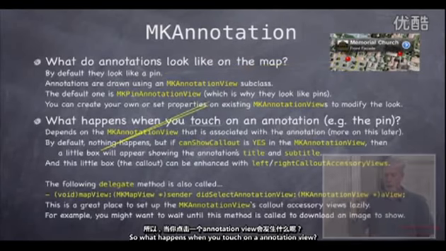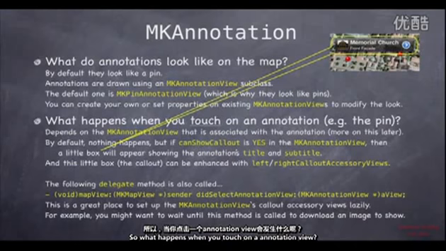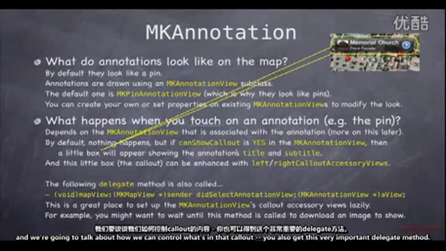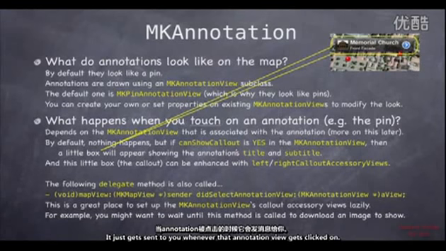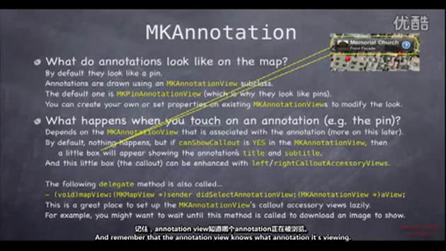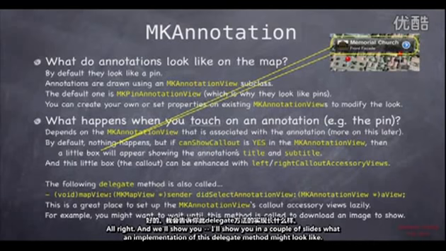So what happens when you touch on an annotation view? We said this call out comes out, right? And in addition to that call out appearing, and we're going to talk about how we can control what's in that call out, you also get this very important delegate method. So the map view has a delegate, and very often you want to set the delegate so that you can get this message, did select annotation view. And it just gets sent to you whenever that annotation view gets clicked on. And remember that the annotation view knows what annotation it's viewing, so you can also get to the annotation that got clicked on as well. All right, I'll show you in a couple slides what an implementation of this delegate method might look like.